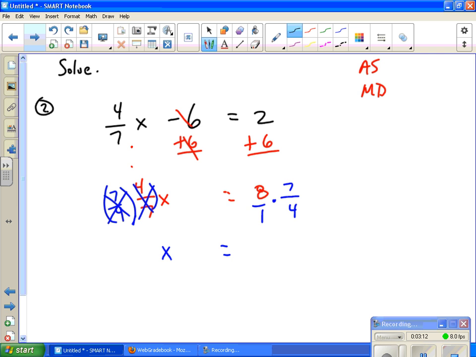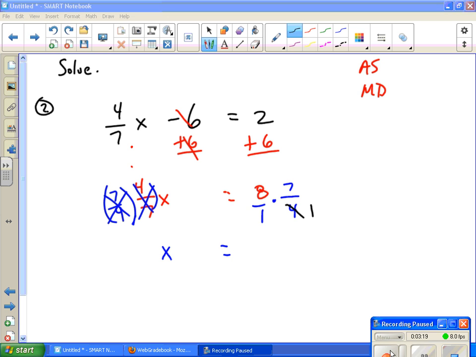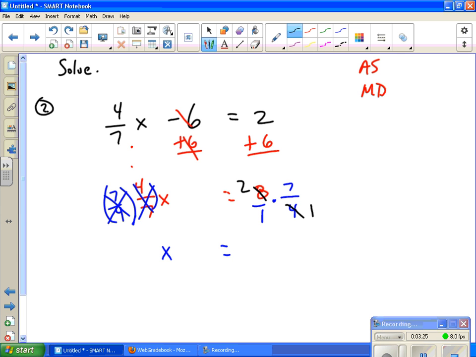Then cross cancel. You can see that there's one number that goes into both 8 and 4. The number 4 does. The number 4 goes into itself one time, and it goes into 8 2 times, and then you multiply straight across. 2 times 7 is 14, and 1 times 1 is 1. You don't need to include that over 1. So x equals 14.